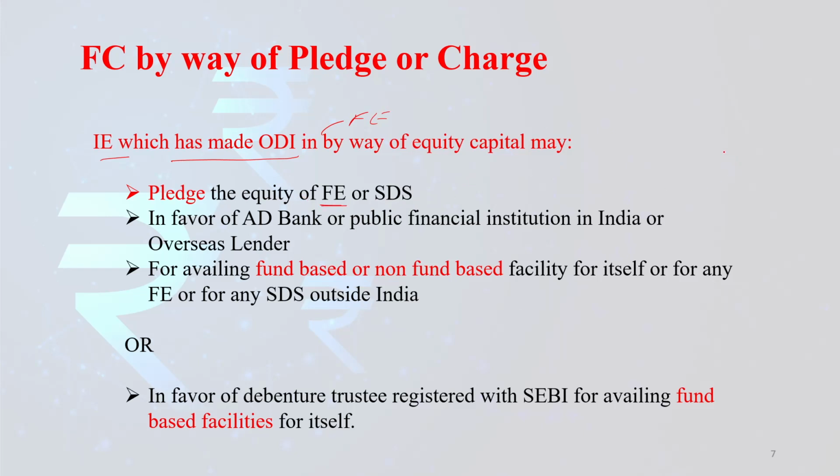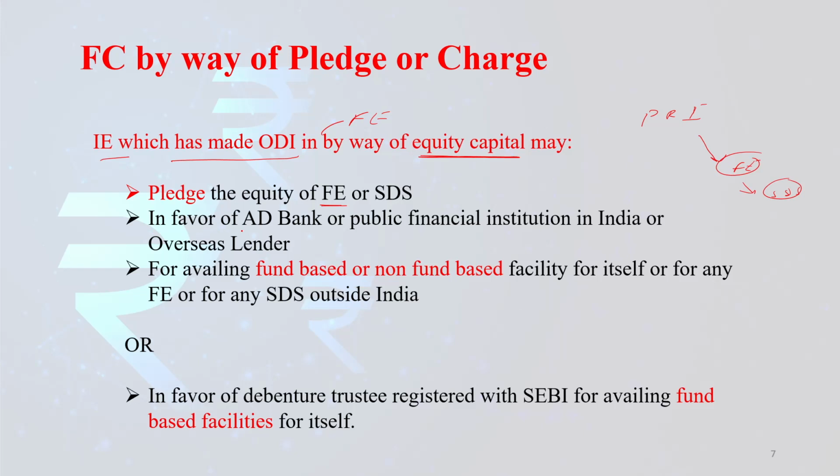Okay, so suppose a PRI in India has made ODI by way of equity capital. Okay, the word is very important. We are not talking about debt. Then it can pledge the equity of the foreign entity or the SDS, that is, step down subsidiary.